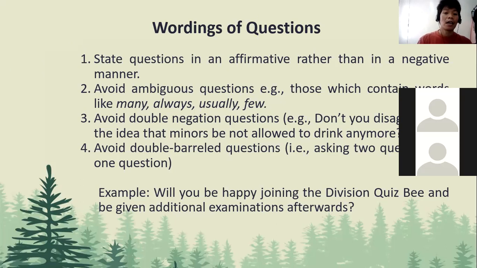Then wordings of questions. So this is how you construct or how you language your question. State questions in an affirmative rather than a negative manner. So when you ask questions, especially in research instruments in quantitative studies, questions should be in an affirmative or positive manner. Avoid ambiguous questions, those which contain words like many, always, usually, few, because these are non-countable words, adverbs. So there's no definite or specific number in order to measure these types of adverbs. That is why it is ambiguous. So you need to avoid using these.